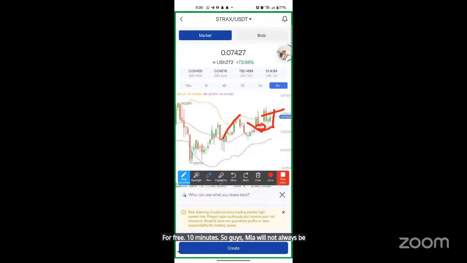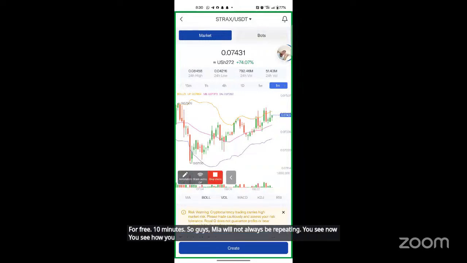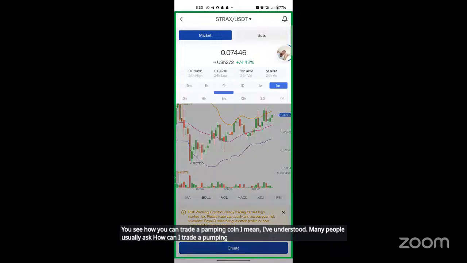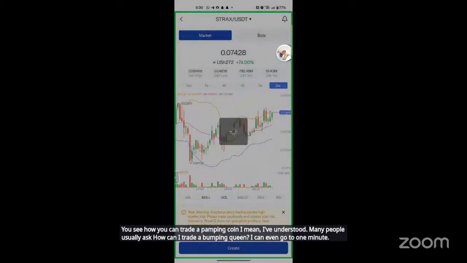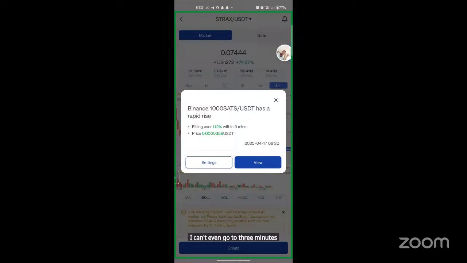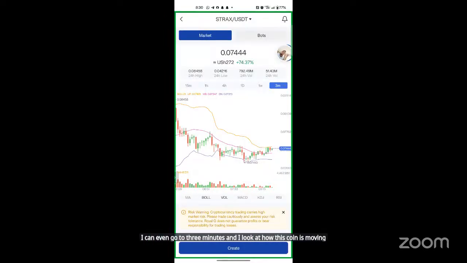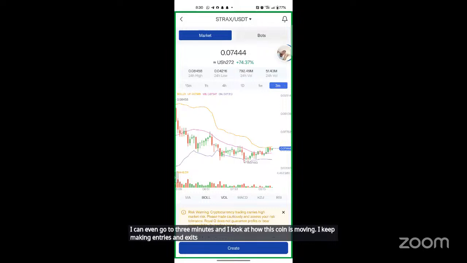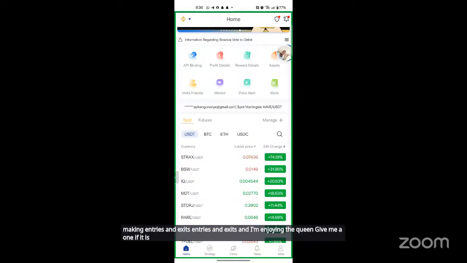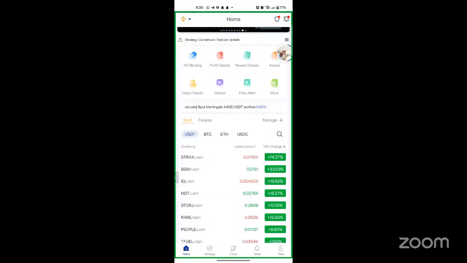You see now how you can trade a pumping coin? How many have understood? Many people usually ask, how can I trade a pumping coin? I can even go to 1 minute, I can even go to 3 minutes, and I look at how this coin is moving. I keep making entries and exits, and I'm enjoying the coin. Give me one if it is clear. I will not make everybody understand. Give me one if you have understood.